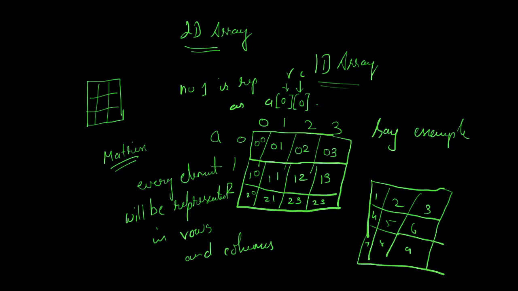I hope everyone might have understood this representation of 2D arrays. If you have any doubts, just put them in the chat so that I can clarify them when I look at the doubt sessions. Fine. So let's see something more about this two-dimensional array.